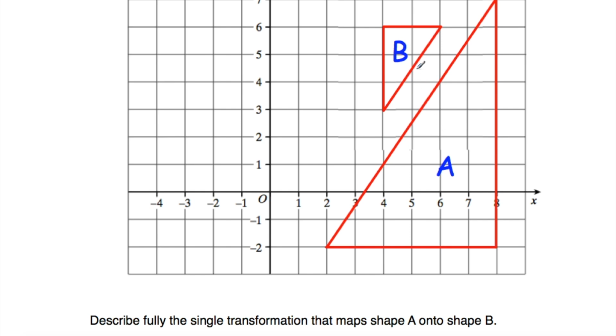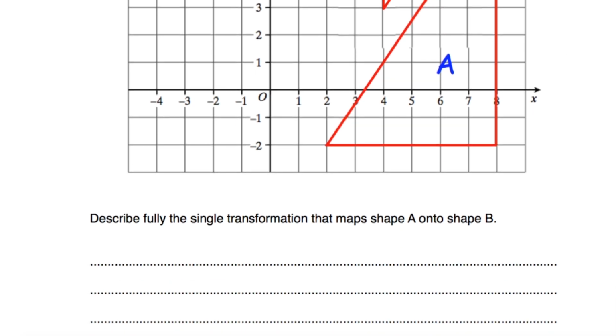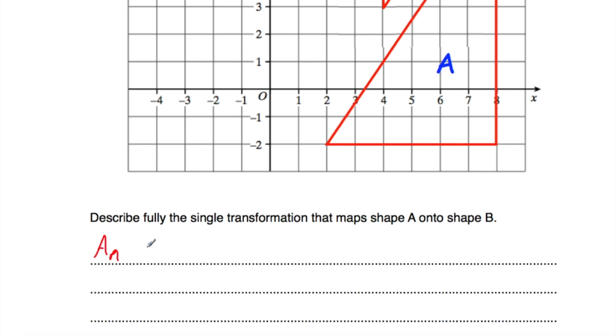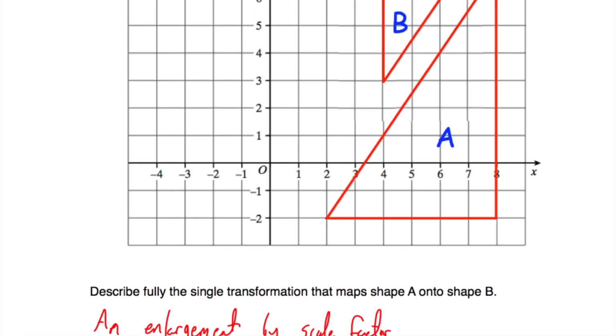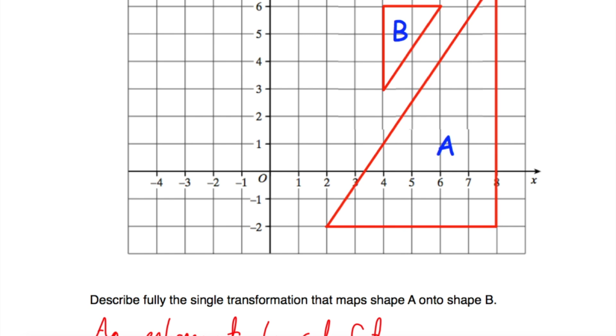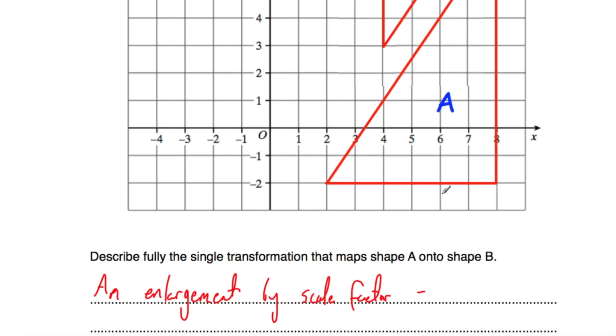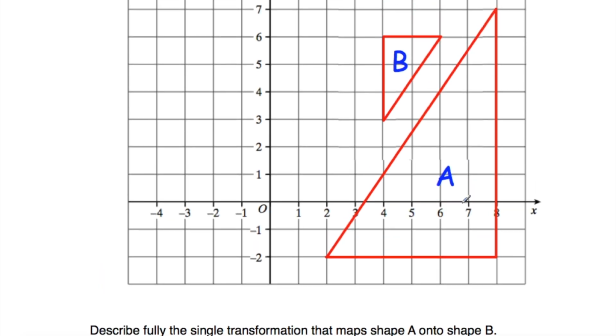Now, because B is smaller, we know it's going to be a fractional scale factor, such as a quarter or a half or something like that, but there's been an enlargement here. So let's write that down, an enlargement. So we've written down it's an enlargement, and then by scale factor. Now let's find the scale factor. We know it's going to be negative because it's been flipped over. Let's write negative. Now we want to go from A to B.